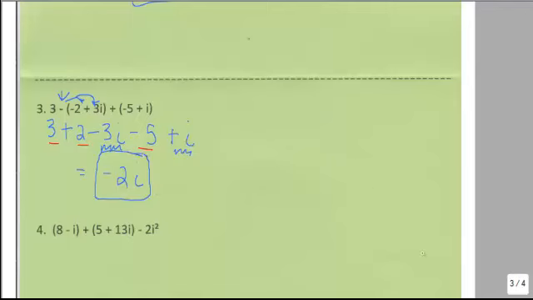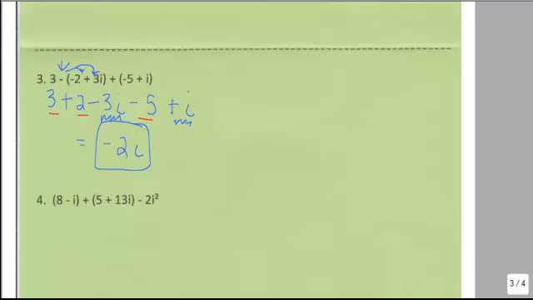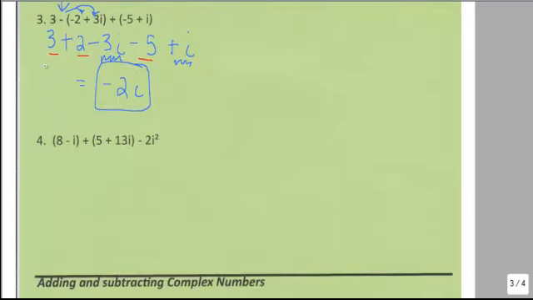And then the last one we're going to do. Again, it might be helpful to go ahead and get rid of your parentheses. So we have 8 minus i, and then plus 5 plus 13i. Now remember, we talked about this i squared. That i squared, if you remember, needs to be replaced with a -1. So this last term is -2 times -1, which is a +2. We talked about that i squared makes the sign change.